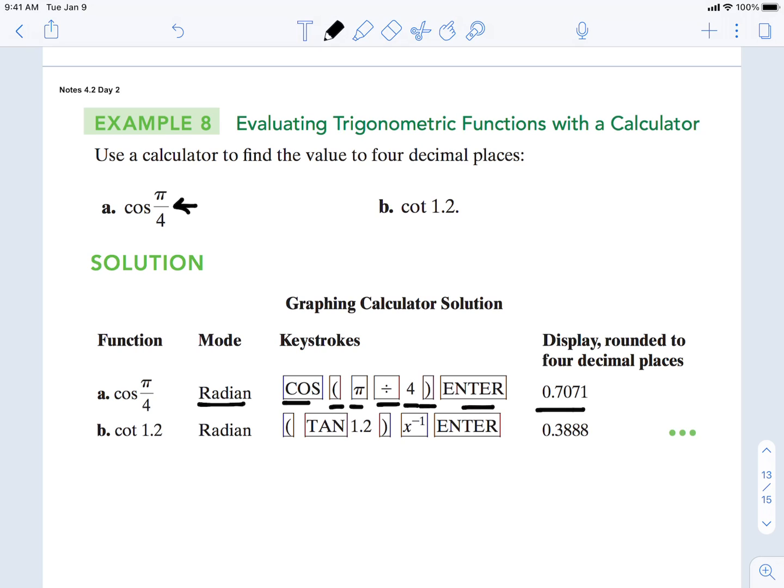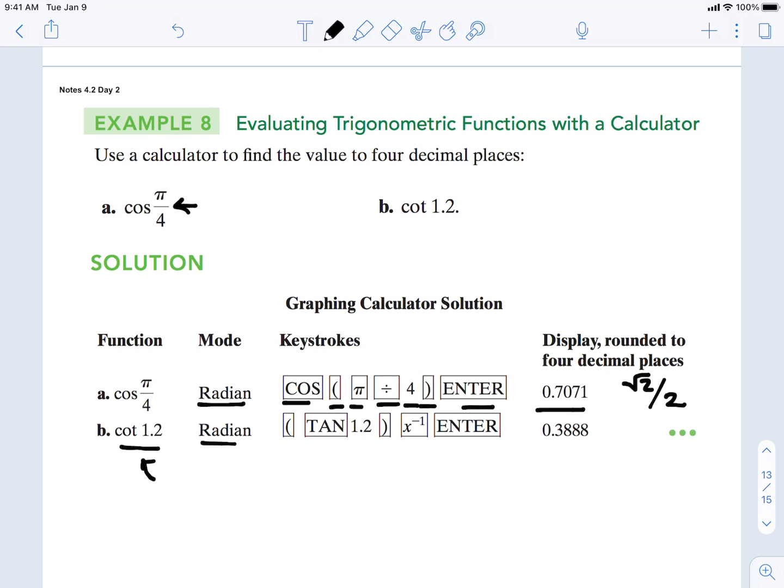So this would be the decimal value to 4 decimal places. Remember exactly, on the unit circle, the cosine of pi over 4 is square root of 2 over 2. Here's another example, the cotangent of 1.2. This is a radian measure also.